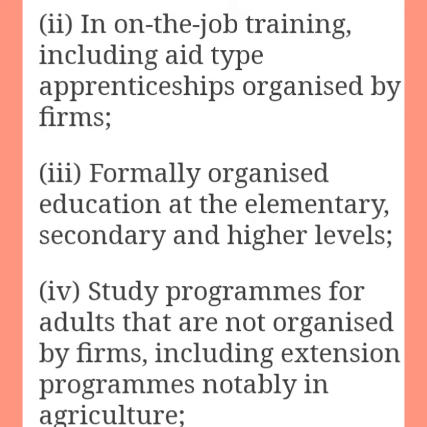And the next one, formally organized education at the elementary, secondary and higher levels. That is, we have to give organized, structured education at which levels? Elementary levels, secondary levels and higher levels. And the last point is the study programs for adults that are not organized by the firms, including extension programs, notably in agriculture. So, for adults, study programs are given that are not organized by the firms, including extension programs, notably in agriculture.